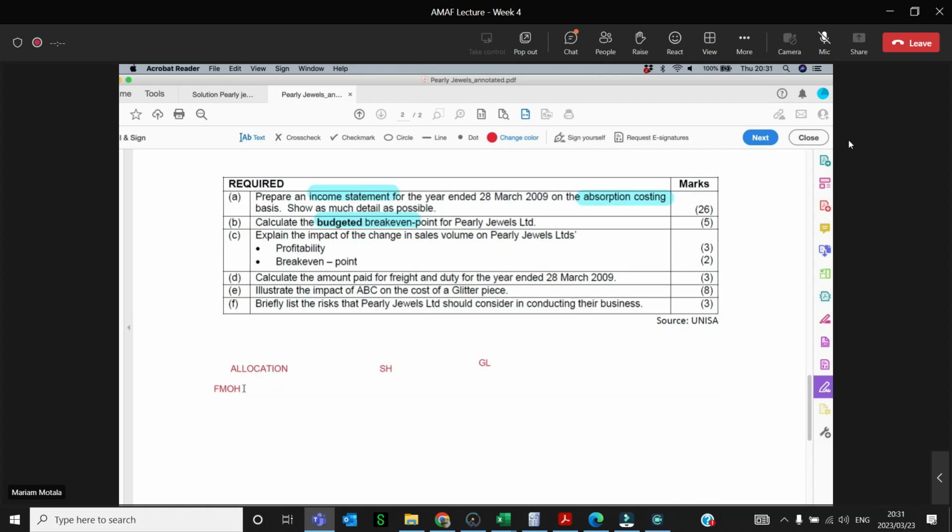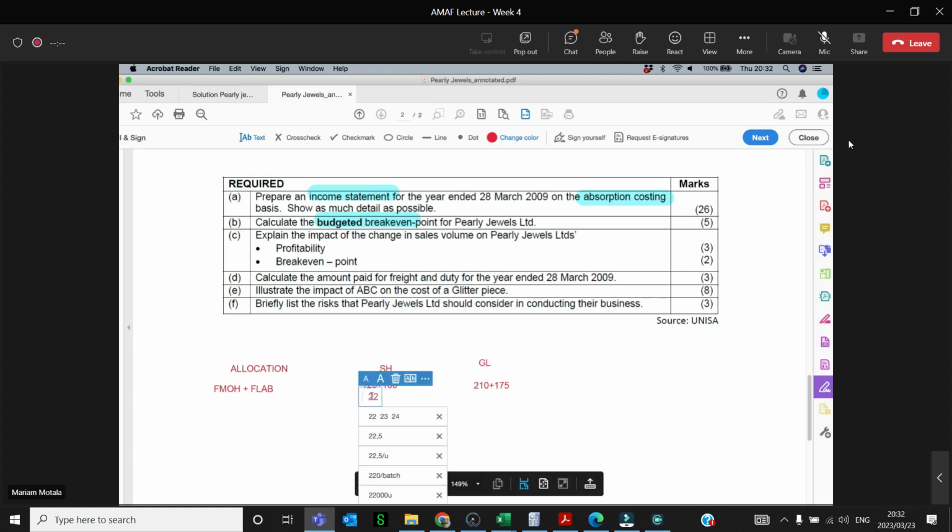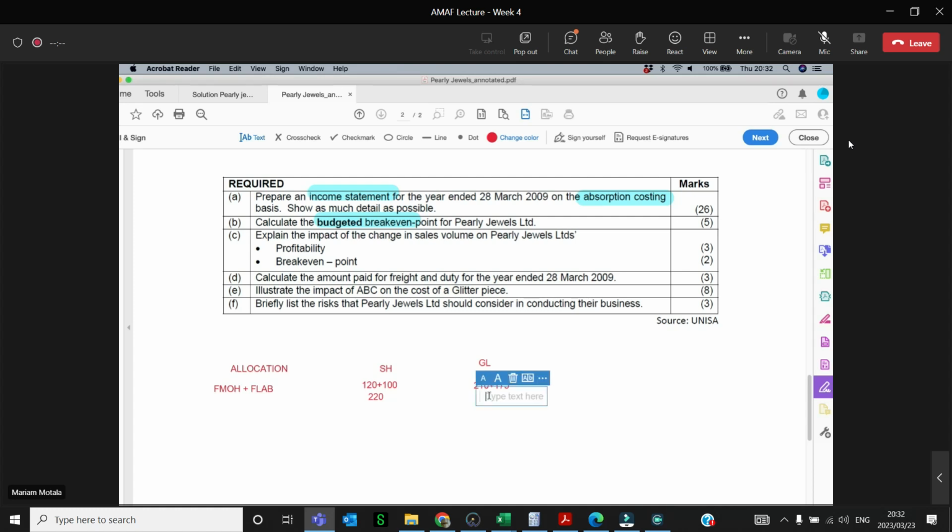So if you deal with this cumulatively, fixed manufacturing overheads plus your fixed labor, what is the cost for Shiny? In 2009, it's 120 plus 100 rands. And for glitter, it's 210 rands for the labor, plus 175. So we're looking at 220 rands to be applied, and 385 rands per unit to be applied.